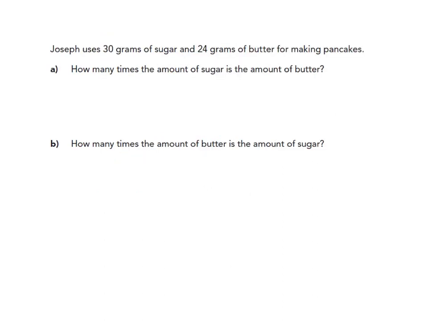Joseph uses 30 grams of sugar and 24 grams of butter for making pancakes. Try these. You can pause it here and see how you do. So, how many times the amount of sugar is the amount of butter?